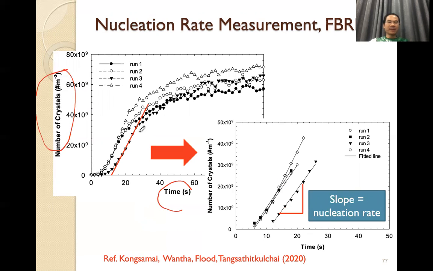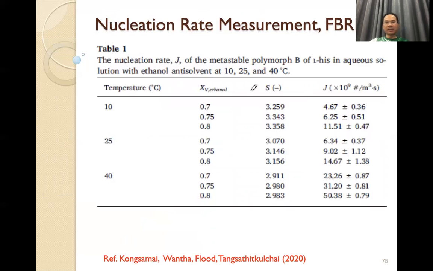That means you can determine the slope initially. This is the slope of the nucleated crystals. By the slope of this, you get the number of crystals per volume per time, the nucleation rate. And then you get the nucleation rate with the supersaturation. At different initial supersaturation, we get a different nucleation rate, because the nucleation is mostly a function of supersaturation.